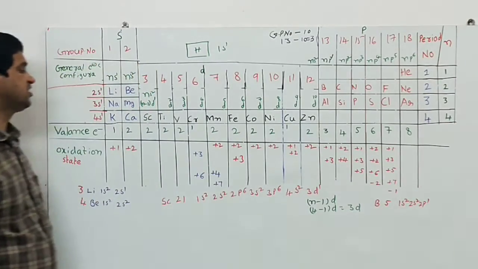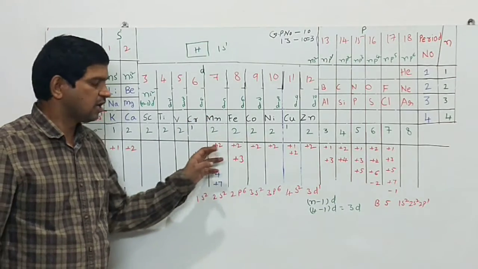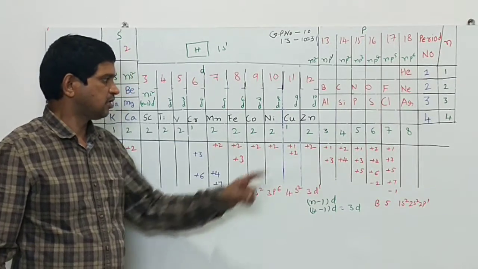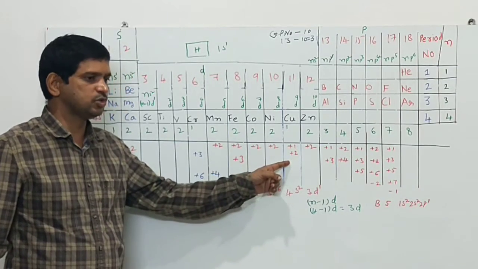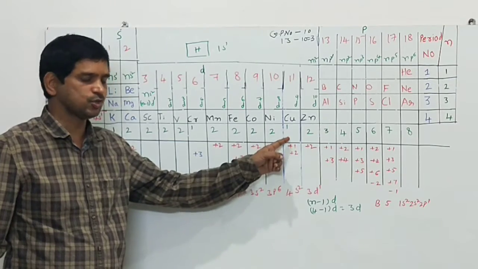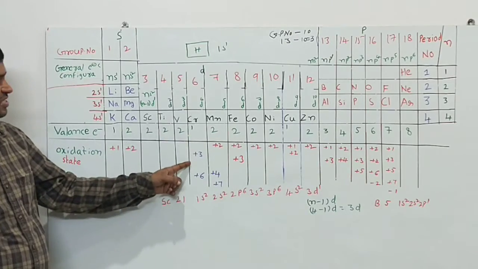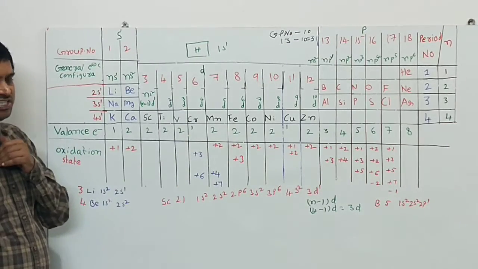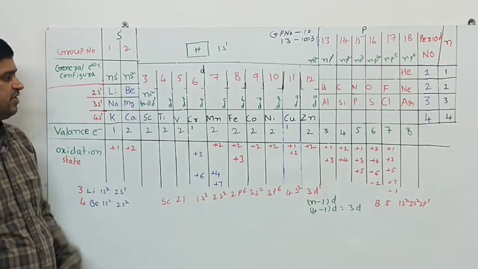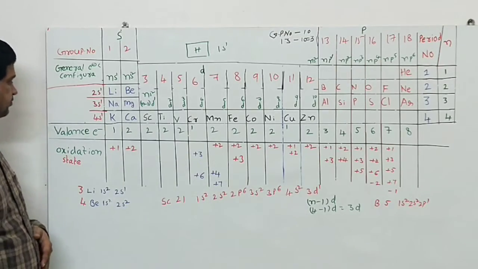Okay. Regarding the oxidation states, from manganese to zinc, all show the common +2 oxidation state. Copper, apart from this +2, also exhibits +1. See, it has only one valence electron, so it shows the +1 oxidation state. Chromium exhibits +3 and +6 oxidation states. Manganese exhibits +2, +4, +7. Iron exhibits +2 and +3.